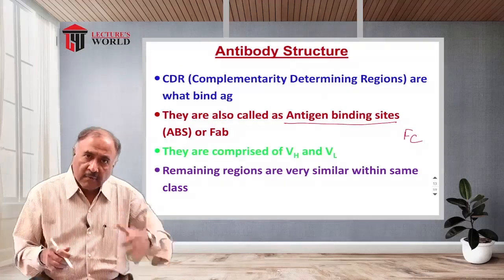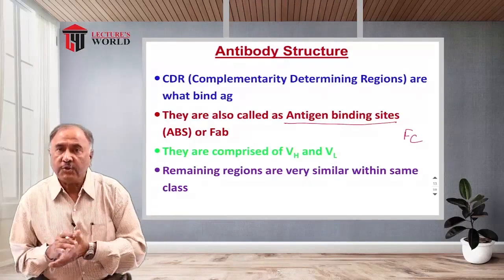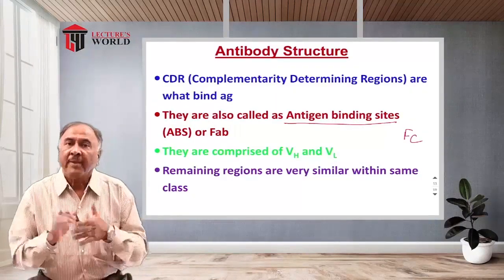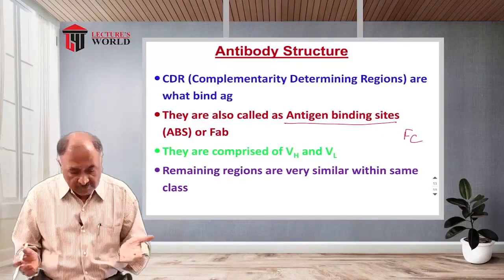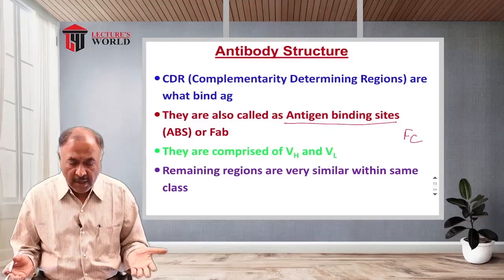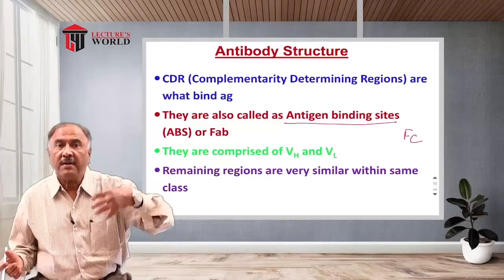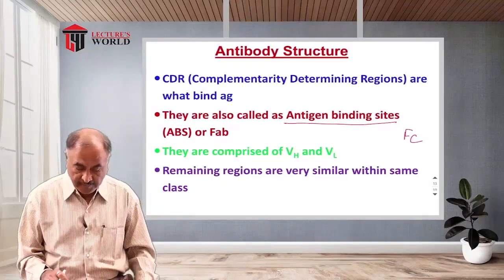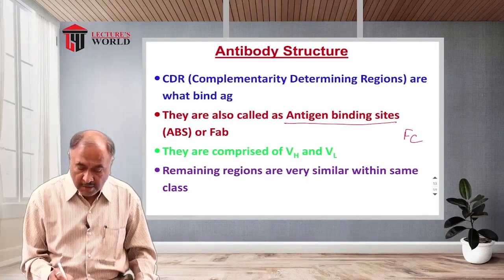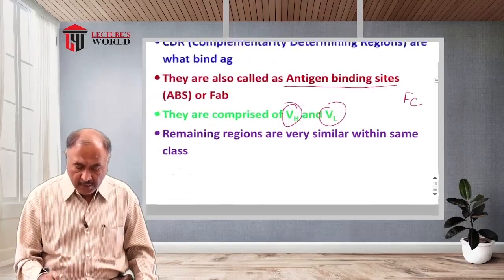But this, which is at the N terminal portion of the light and heavy chain, together they form antigen binding sites, and these antigen binding sites are what? That is the complementarity determining regions. It determines the exact way how it will bind with the antigens. And as I have told you, they make up these antigen binding sites. They are made up of variable heavy and variable light. Okay.